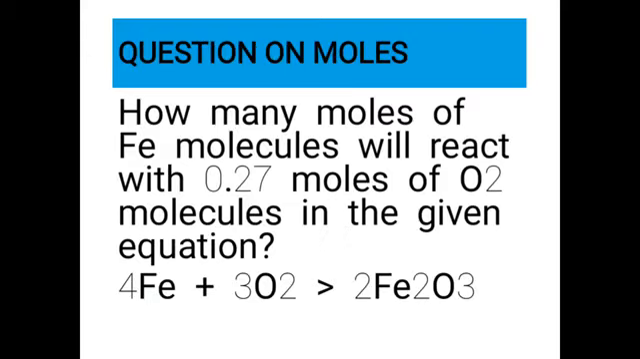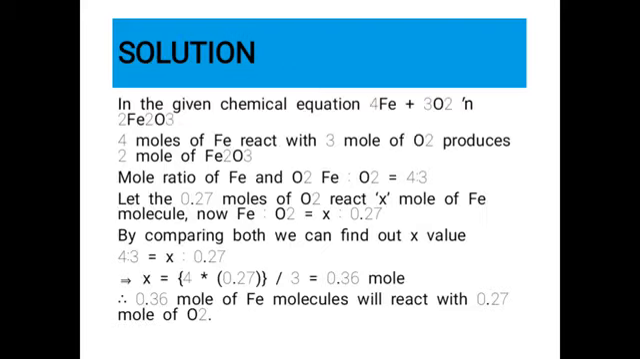Let's look at a question on moles. The question says, how many moles of iron molecules will react with 0.72 moles of oxygen molecules in this given equation? This is a stoichiometric question. When you have balanced this equation like this, that's stoichiometrically 4 moles of iron reacting with 3 moles of oxygen to produce 2 moles of iron(III) oxide. So how do you calculate the molecules? You have 4 moles of Fe reacting with 3 moles of O2 to produce 2 moles of Fe2O3. Then the mole ratio of iron and oxygen is 4:3.